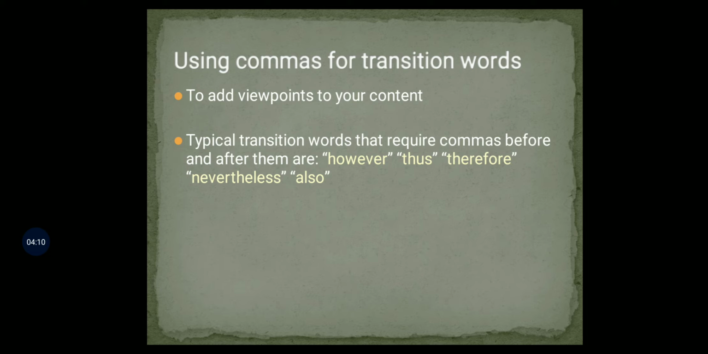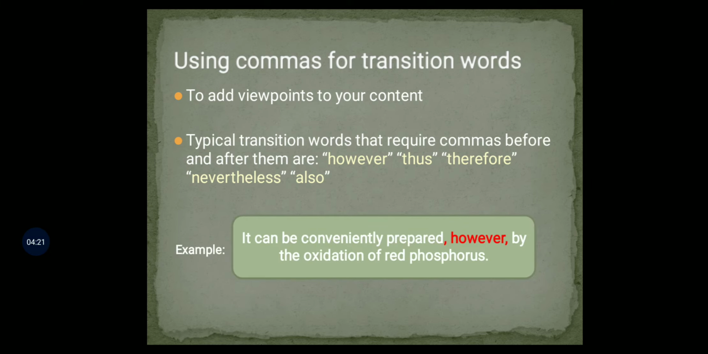This is where you add viewpoints to your content. Usually transition words are words like therefore, thus, however, nevertheless, also. So these are some of the transition words. For instance, we have an example here. It can be conveniently prepared, comma, however, comma, by the oxidation of red phosphorus. This is how we can use a comma before and after a transition word, to show some form of emphasis or to add your viewpoint to the content.